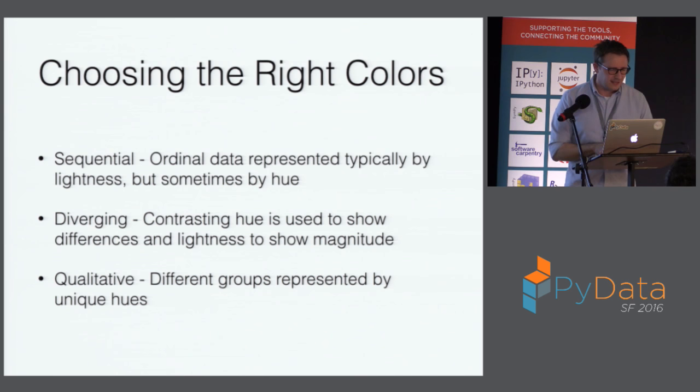For divergent data, you may want to choose two different colors where lightness starts to differentiate in magnitude. And for qualitative data, you'll want different groups represented by all kinds of different colors. You want to choose the colors in a way that it doesn't look like they could be, in any way, shape, or form, sequential. So it becomes really important to choose the right color.